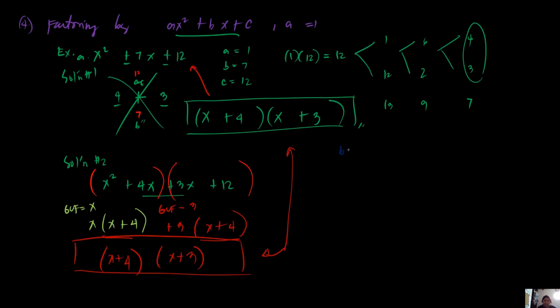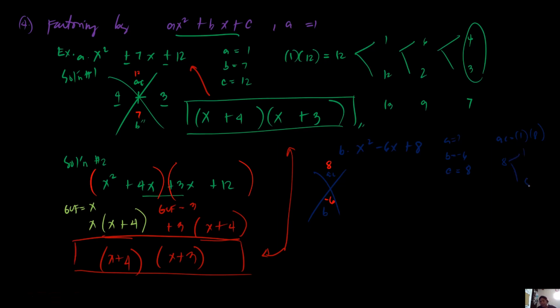Okay, let's have another example. Let's have letter B. Okay, let's have x squared minus 6x plus 8. Let's do the AC method. Okay, our A is 1, our B is negative 6, our C is 8. So our AC is 1 times 8, which is 8. Our B is negative 6. Okay, now let's list down the factors of 8 first.